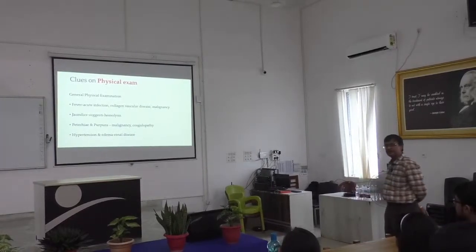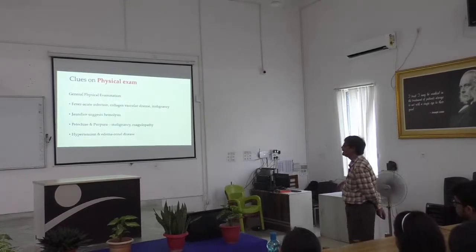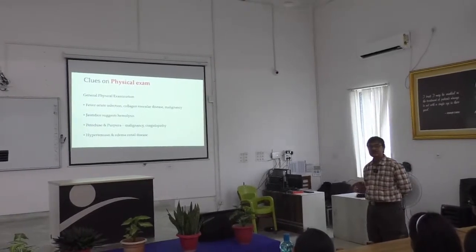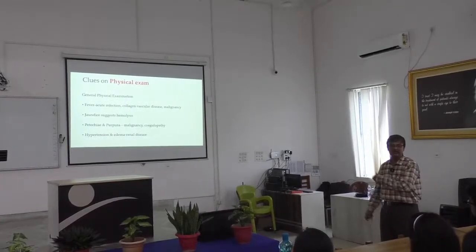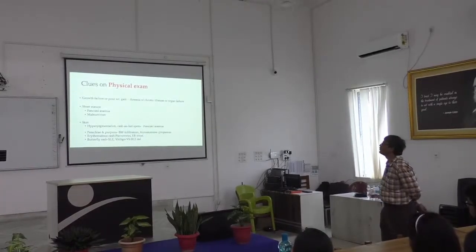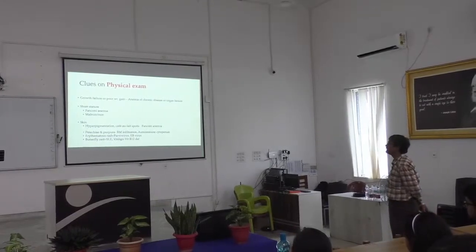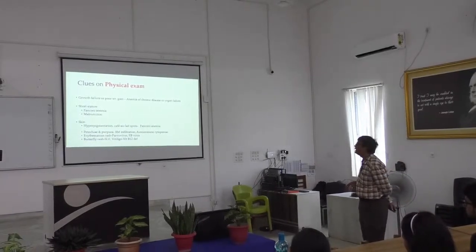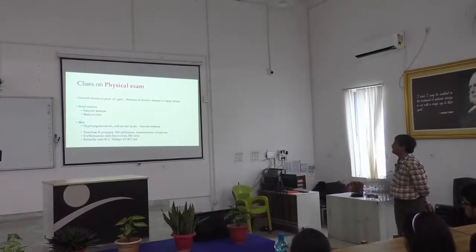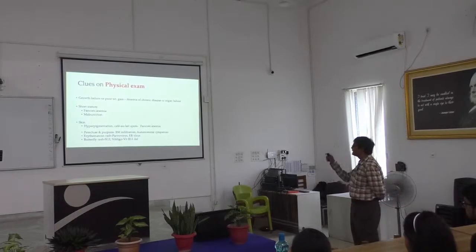Petechiae purpura, it may be coagulopathy, it may be malignancy, these things. Hypertension in renal disease. So these physical signs will aid you in the diagnosis. So that is how you call clinical approach. Growth failure in chronic disease, chronic short stature in Fanconi's, and malnutrition. Café-au-lait spot is present in Fanconi anemia. Petechiae purpura, again same thing.